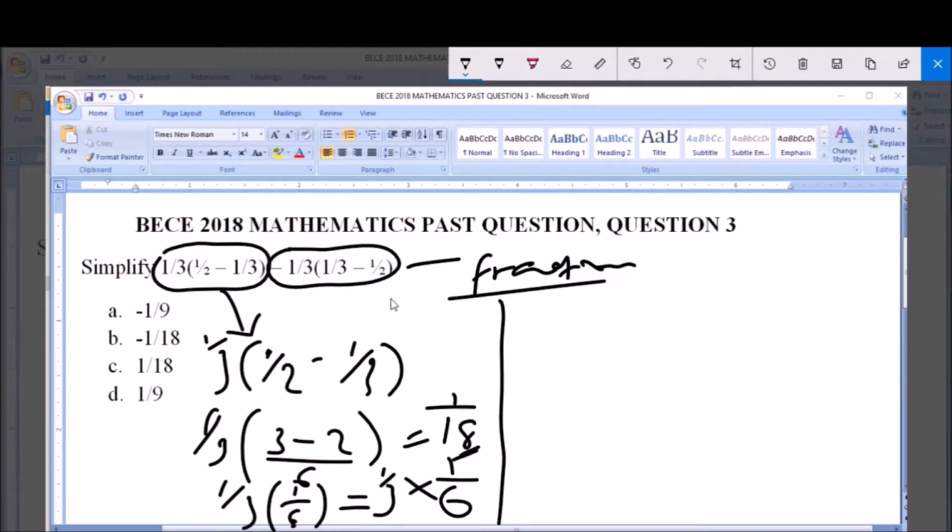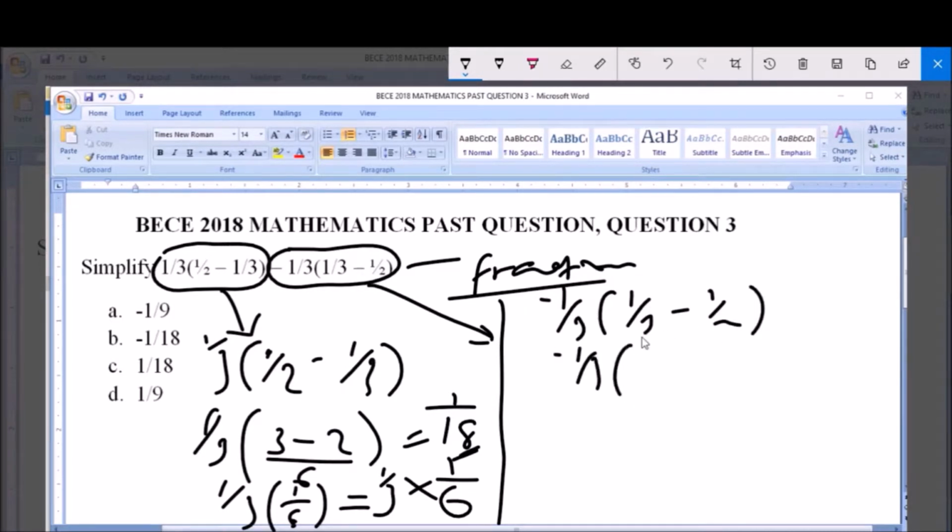Now let's go to the next part. This is the second part. The second part we have minus 1 all over 3 into brackets 1 over 3 minus 1 all over 2. Now let's open the brackets first of all. So we have minus 1 over 3 into brackets. Now the denominator for 3 and 2 is also 6. So we pick 6. 3 will go into 6 how many times? 2 times. 2 times 1 will give us 2. And 2 will go into 6 3 times. 3 times 1 will give us 3. So we have 2 minus 3.